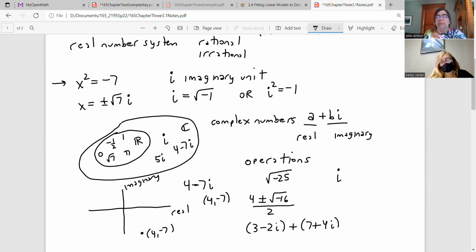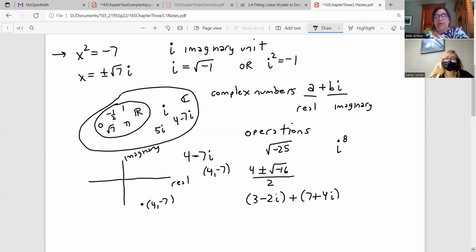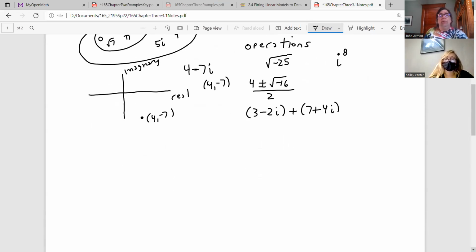And also, can we take i to a certain power? We take i to the power of 8, for example. So we want to make sure we can do all of these calculations right here. Now, fortunately, a lot of these are very straightforward. For example, if you want to do the square root of 25, your answer is going to be 5.